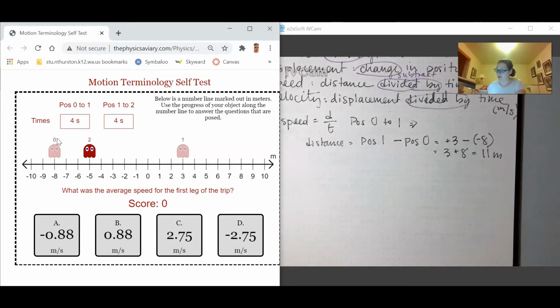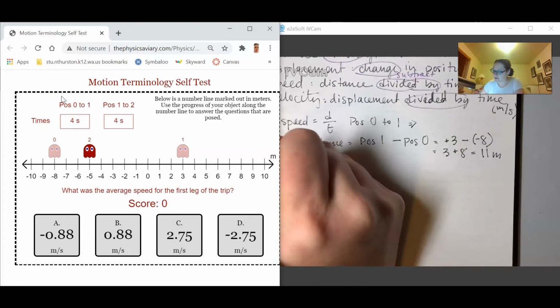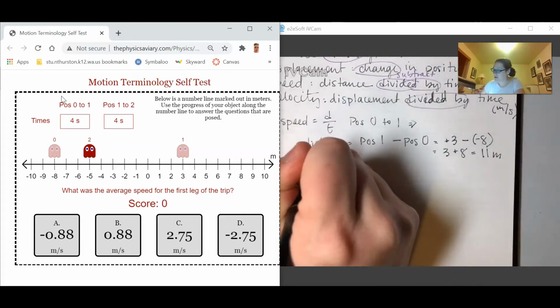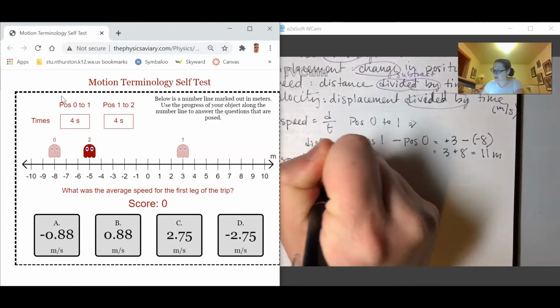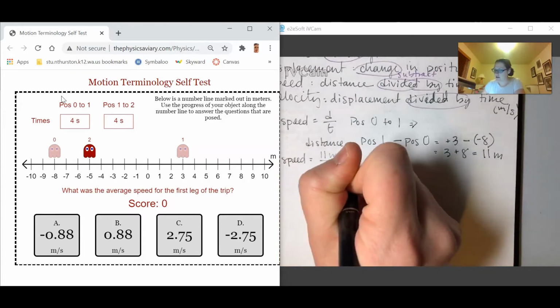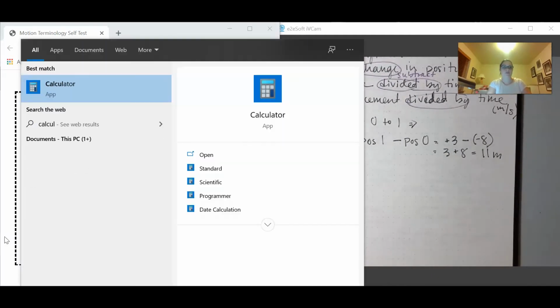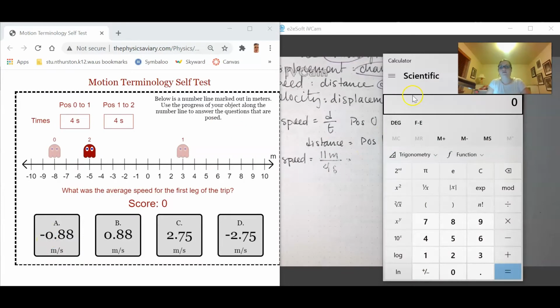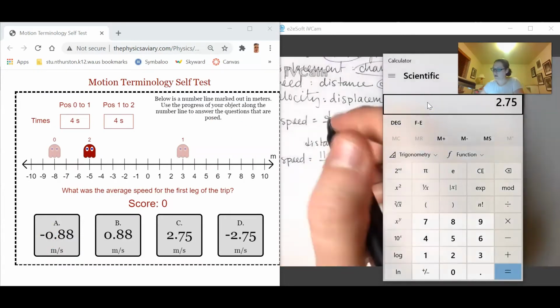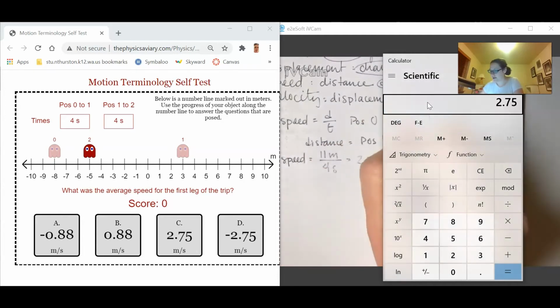The time it took, the problem tells me right up here, is 4 seconds. So if I want to know what my speed is for number 1, my speed is going to be equal to 11 meters for my distance divided by 4 seconds. I'm going to have to do that on a calculator, so I'm just going to pull up my calculator. I'm going to do 11 divided by 4, 2.75 meters per second.